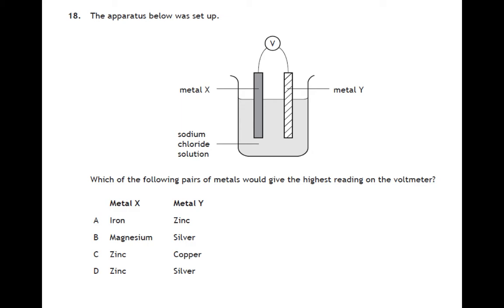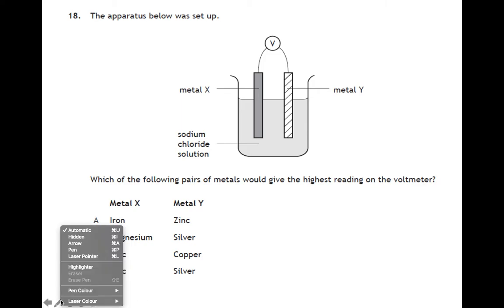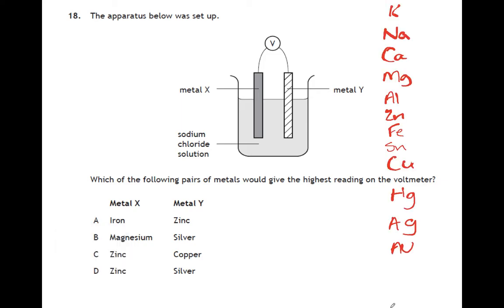So what we're going to do first is call back into our heads our electrochemical series. I've now written out the order of metals on the electrochemical series at the right hand side. Now remember, the highest reading will be the pair that are furthest apart on the series. So let's start with A, iron and zinc. They are right next to each other, so they are unlikely to produce the greatest reading.